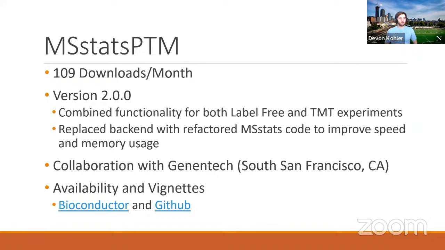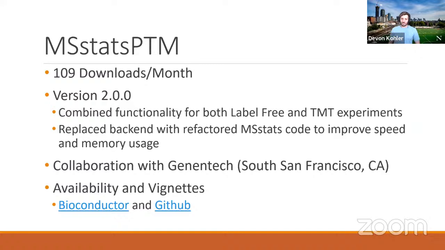So previously, we had a package called MSstatsPTM TMT, which included PTM functionality for TMT experiments. But what we did is just combine that functionality with the base MSstatsPTM. So now that other package, PTM TMT, has been discontinued, and now everything's just in this core package, which includes functionality for both label free and TMT. So if you actually use the package, you'll just have to indicate whether your experiment's a TMT or label free experiment.